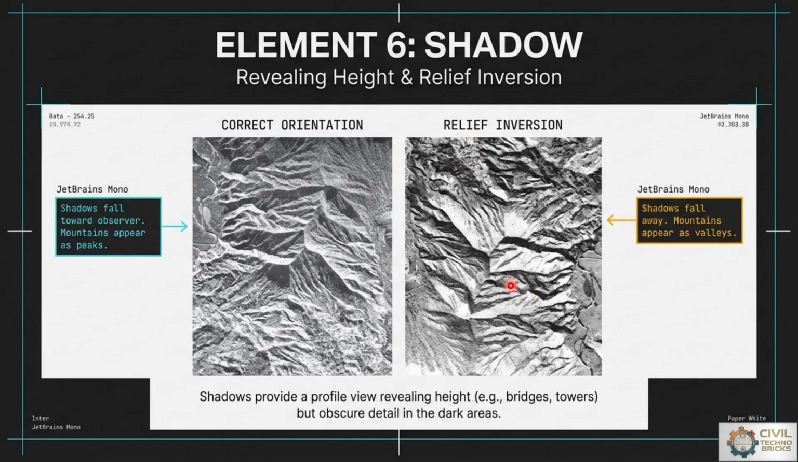Here is the relief inversion, that is the actual or vertical image taken where shadow falls away, and mountains appear as valleys. So it means that shadow provides a profile view revealing height, for example bridges and towers, but obscures detail in the dark areas. Buildings, towers, trees, and bridges often produce distinguishable, or we can say identifiable, shadows in satellite imagery.